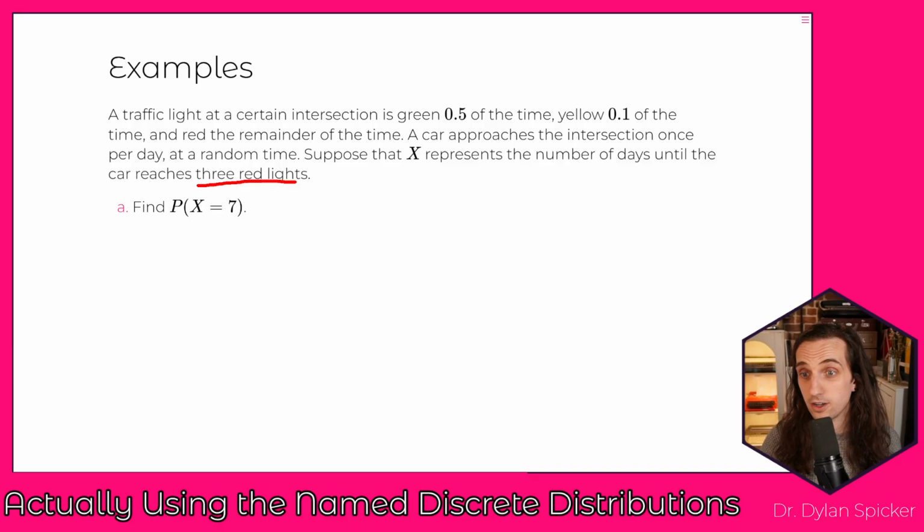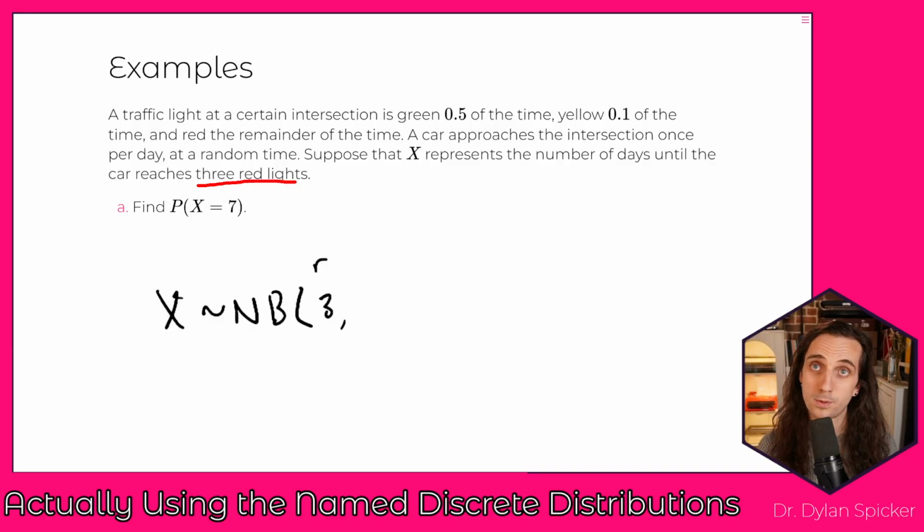And so as a result, when we're thinking through this, we have some set number of successes we're trying to reach. Each time is either a success or a failure. And so we're dealing here with a negative binomial distribution. So we can say X is going to follow a negative binomial distribution. The number of successes we need to reach, that is R, is going to be 3. That's when we stop.